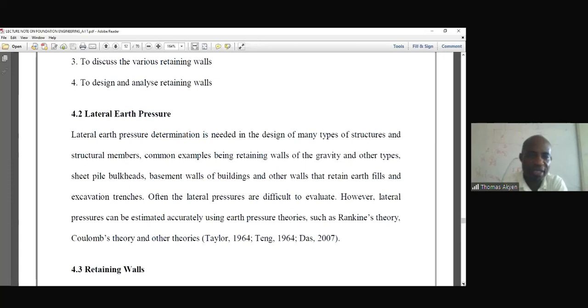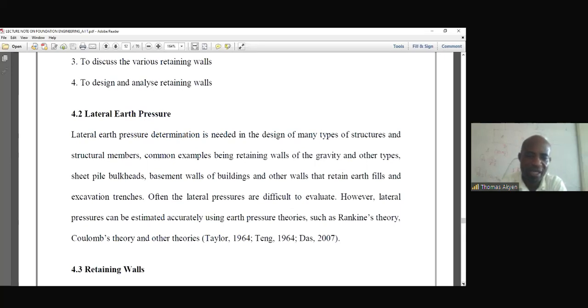What is lateral earth pressure? The lateral earth pressure determination is needed in the design of many types of structures and structural members. Common examples are retaining walls of the gravity and other types, sheet pile bulkheads, basement walls of buildings, and other walls that retain earth fills and excavation trenches. Often the lateral pressures are difficult to evaluate.